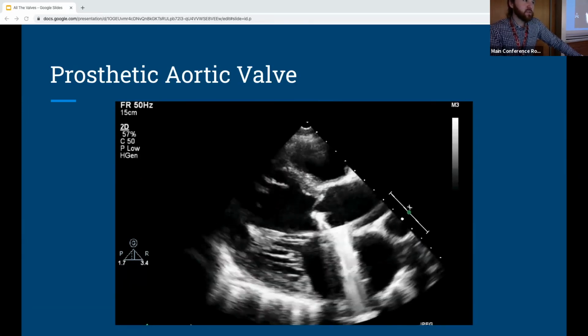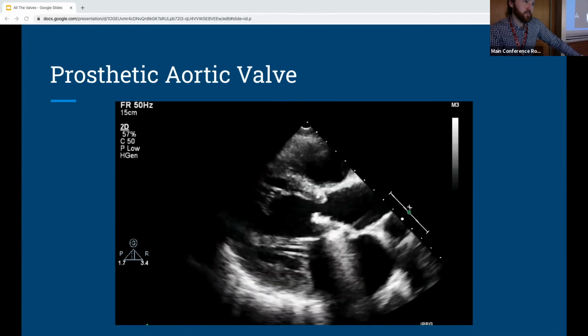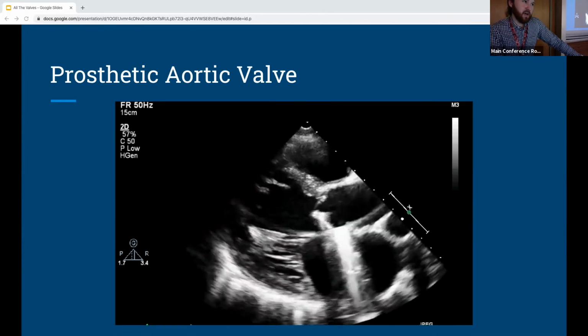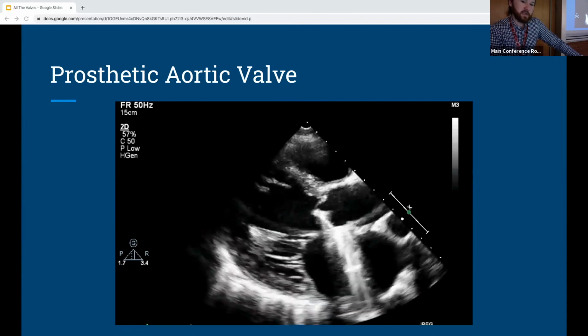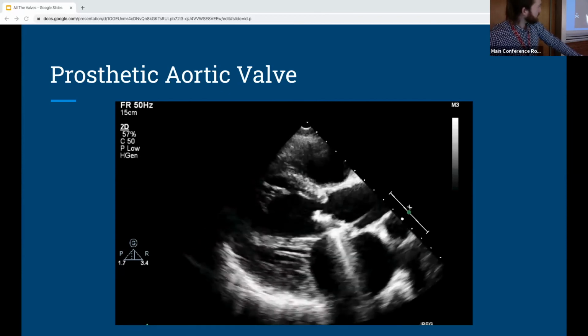The big money on this would be to identify vegetation. Any vegetation with a prosthetic valve is a big time problem and needs essentially emergent surgical consultation. But they're just kind of cool looking, so I want to bring them up.